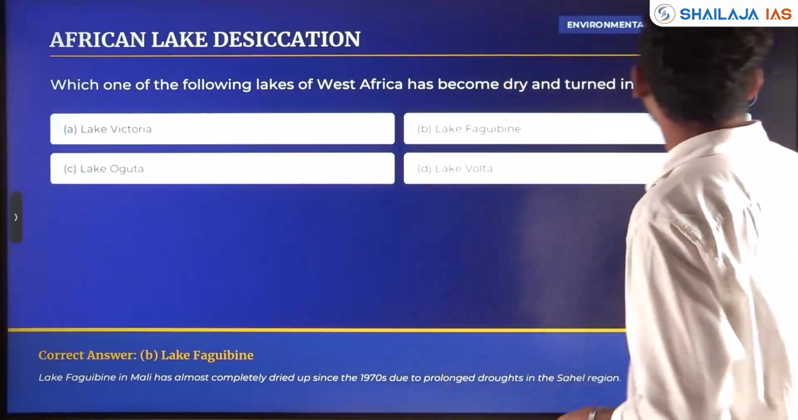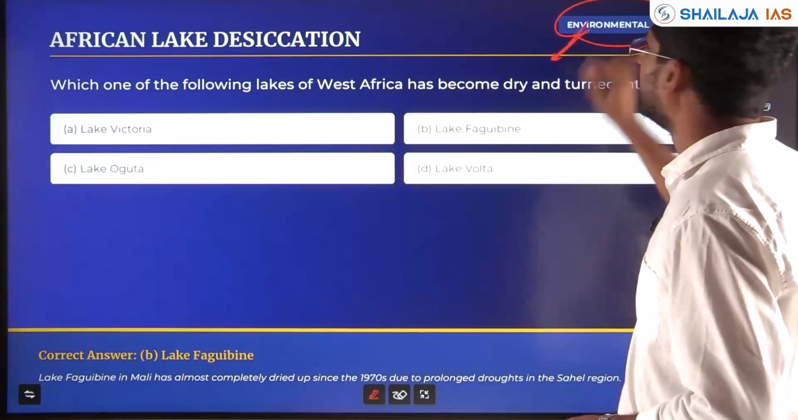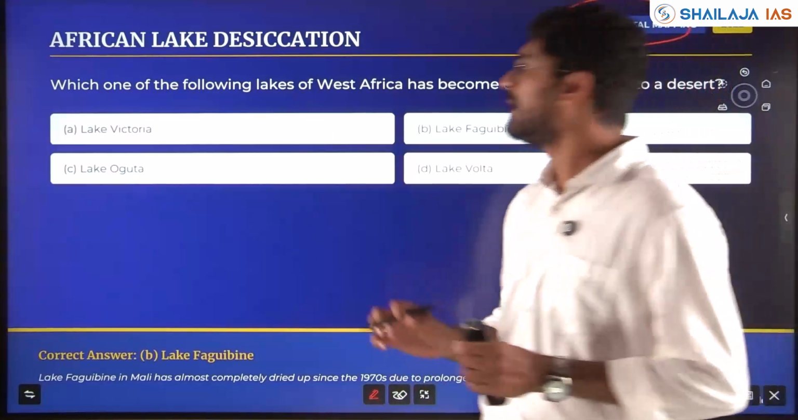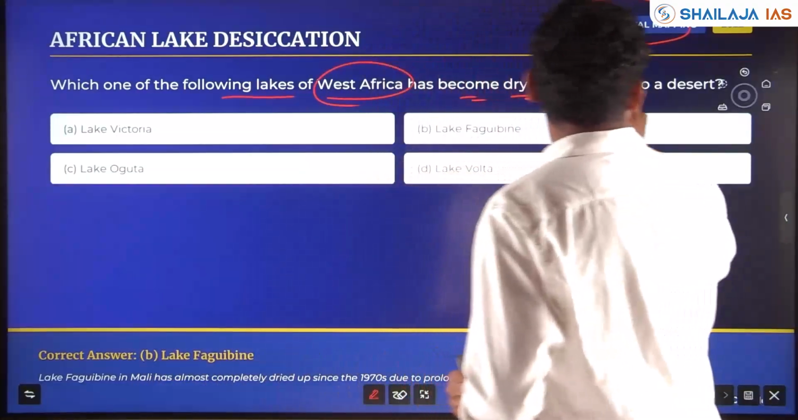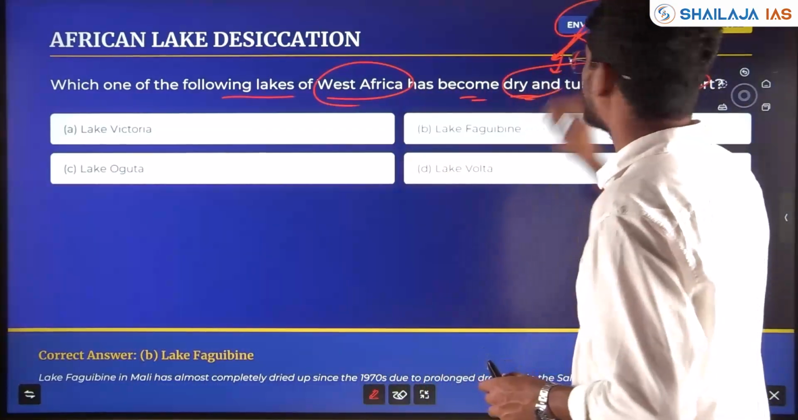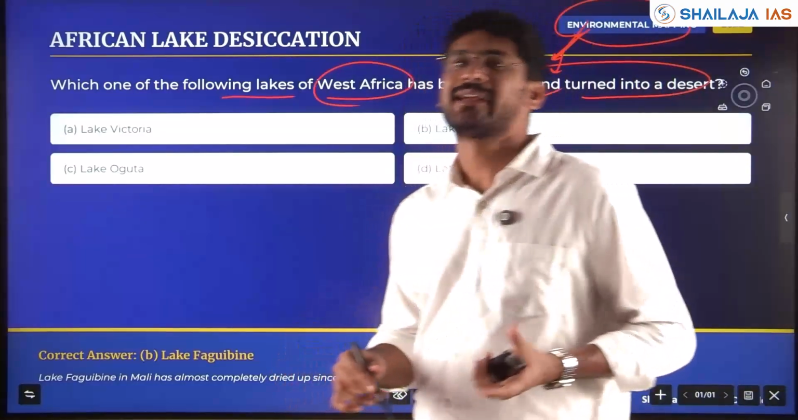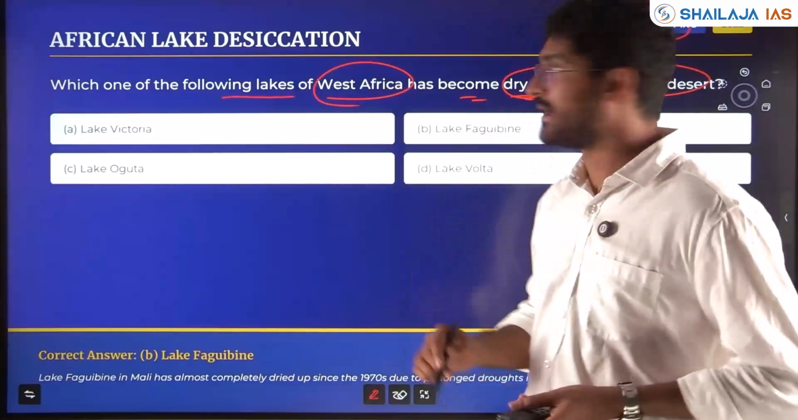Now, African lake. Again, environmental mapping. That African lake was in news because of some ecological or environmental disaster. Which of the following lakes of West Africa has become dry and turned into a desert? Okay, desertification of land, drying up of important lakes also is an important theme. So that year 22 question had come.